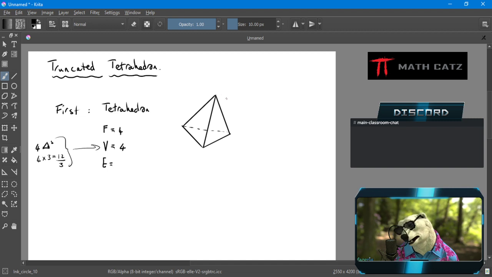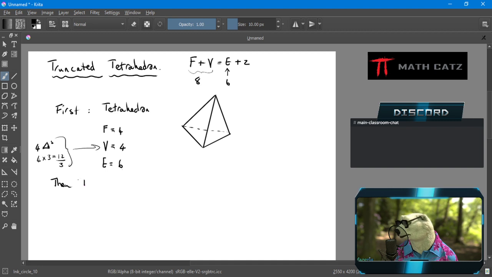Again, the shape is simple enough. I can count them: 1, 2, 3, 4, 5, 6. Or I can use Euler's formula, faces plus vertices equal edges plus 2. So my left side is 8, which means the edges number has to be a 6. All right, so once I have these 3 numbers for my platonic solid, then I can worry about truncating it.